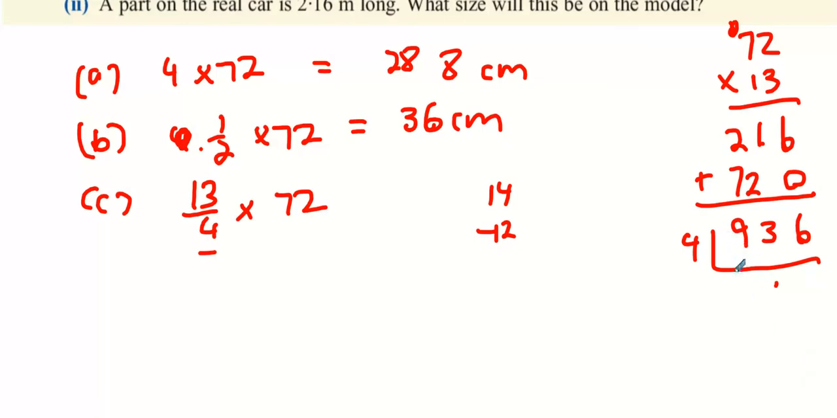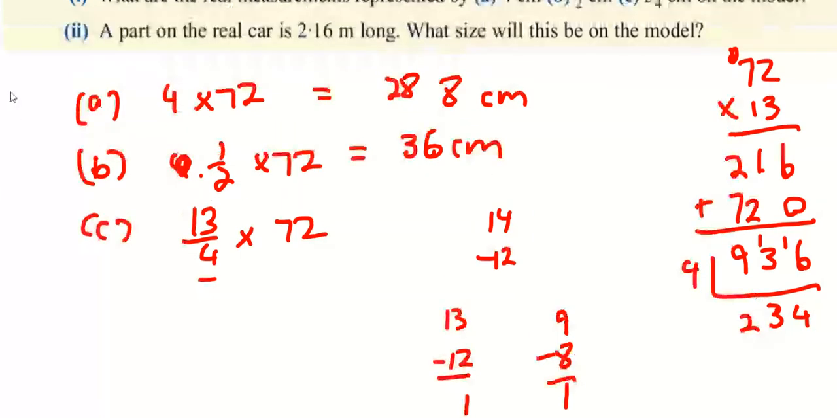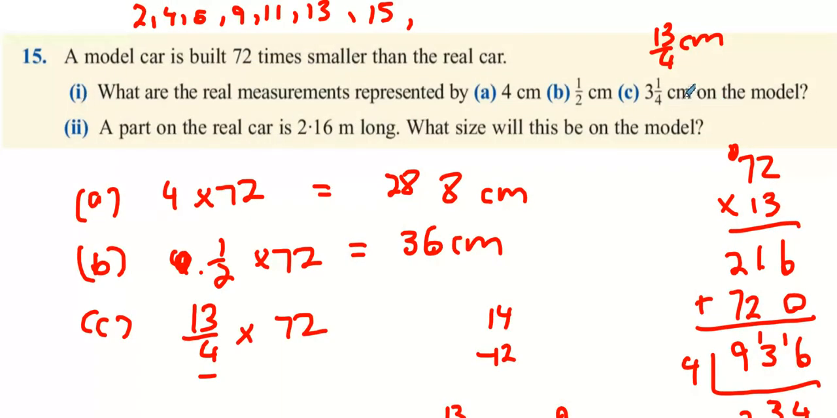9 divided by 4 goes twice. So 9 take away 8 is 1. So that's twice. Carry the 1. 4 goes into 13 3 times because it turns into a 12. So that's a 3. 13 take away 12 is 1. And then 4 into 16 goes 4 times. So the answer is 234 centimeters in real life.